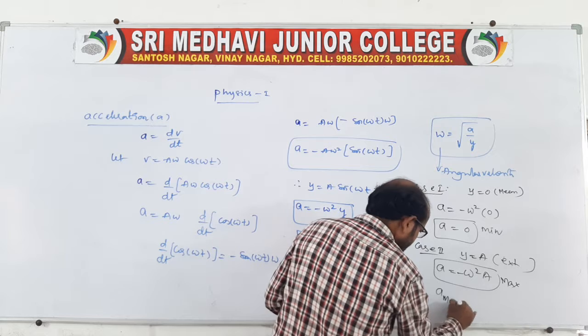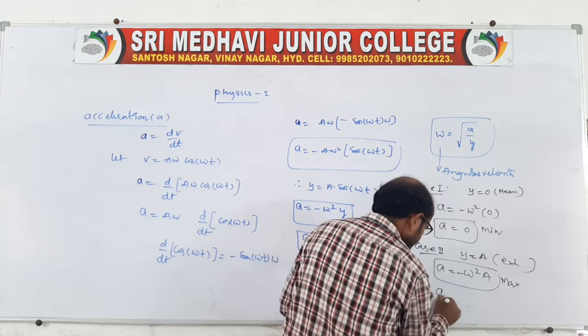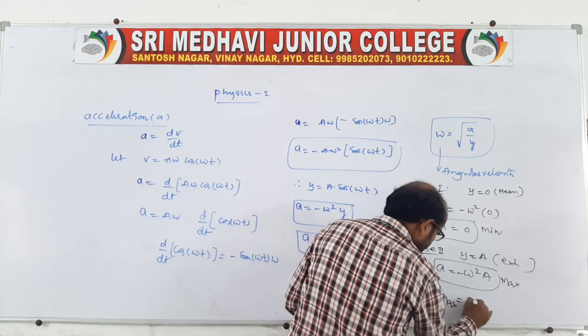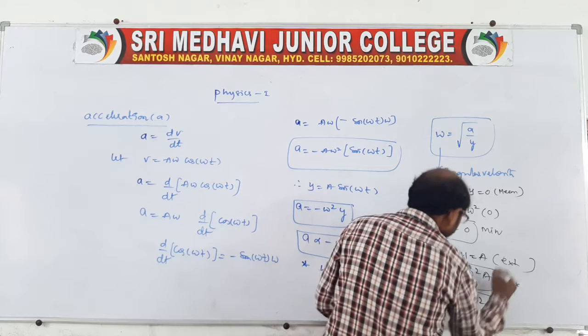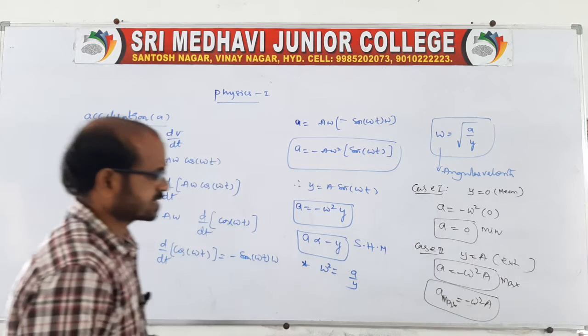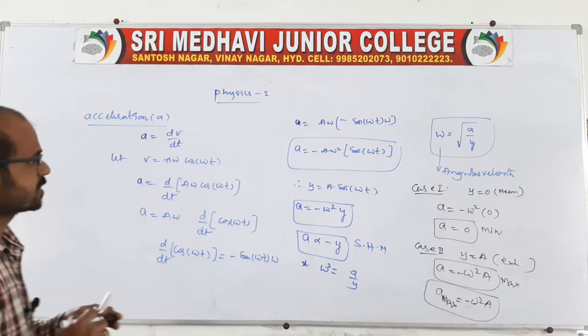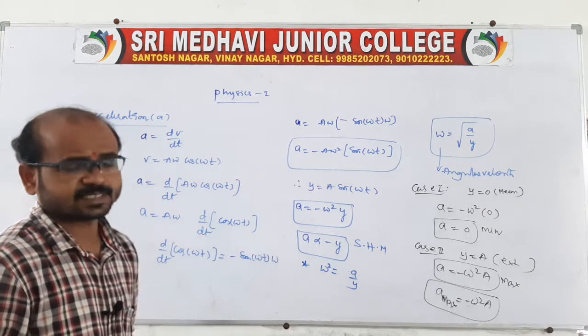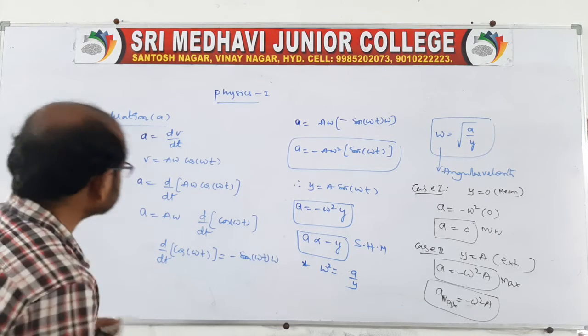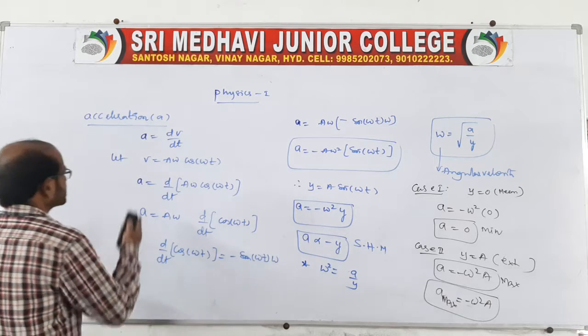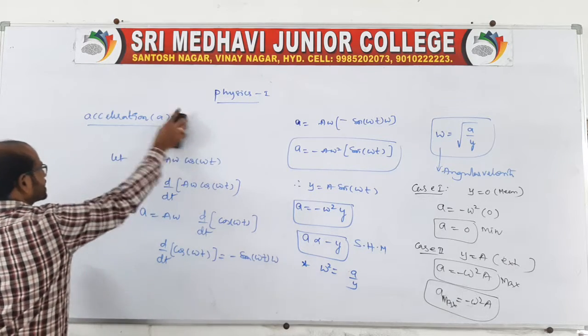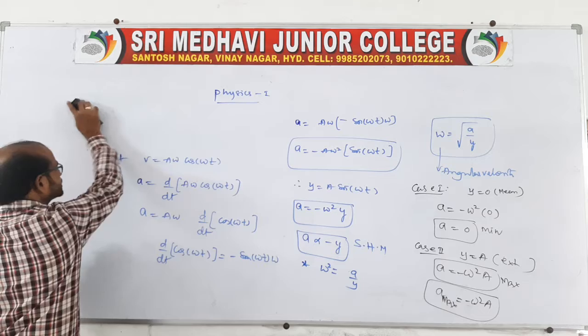At the extreme, acceleration is maximum: minus omega square A. So these are the relations related to acceleration, which is the rate of change of velocity. This is the derivation related to acceleration.